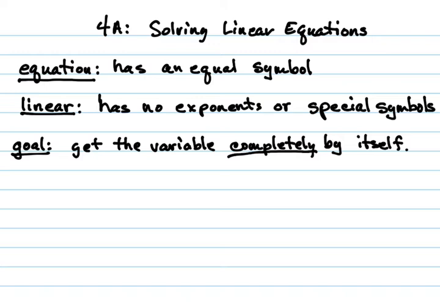So if you have 3A, that's not finished. Negative Y, it's not finished. The X or Y or A or B, whatever letter you have, has to be completely by itself in order for it to be solved. And the method that you're going to use is simply the opposite operation.